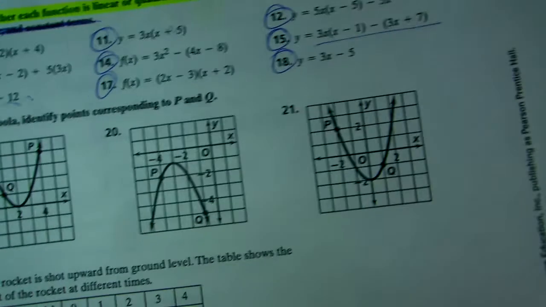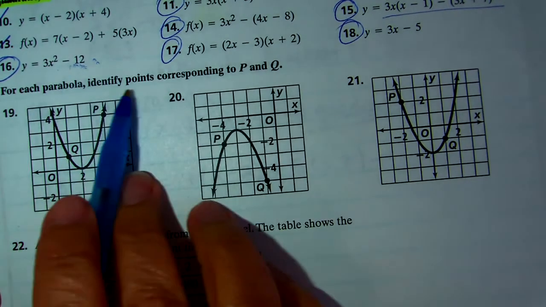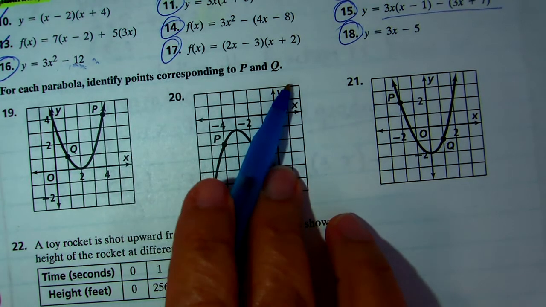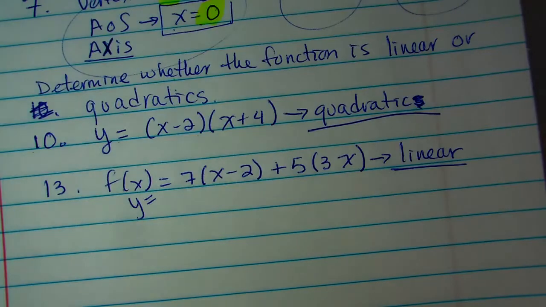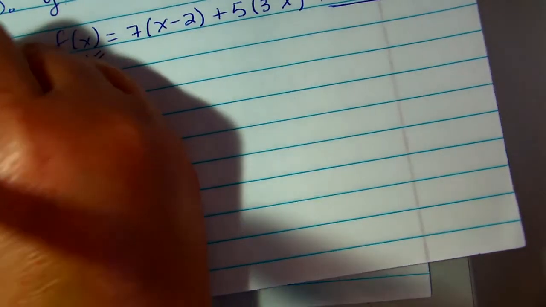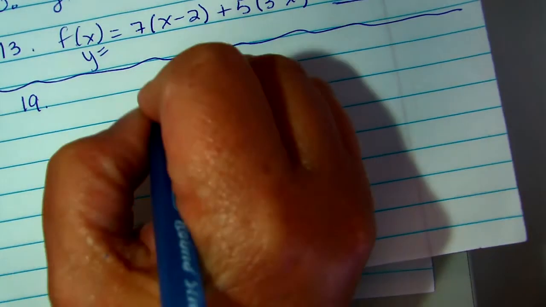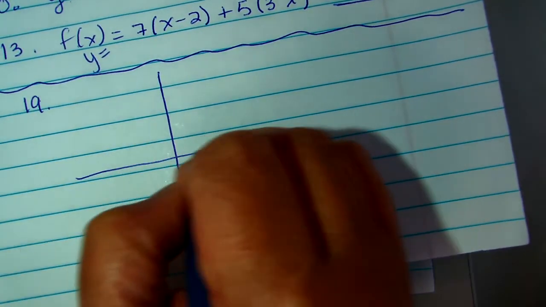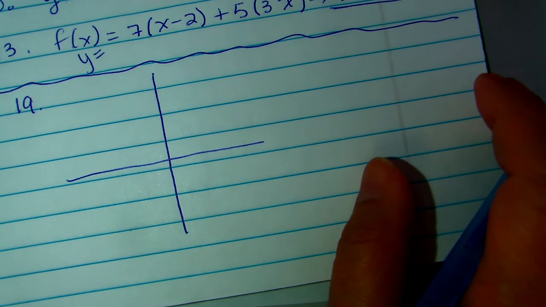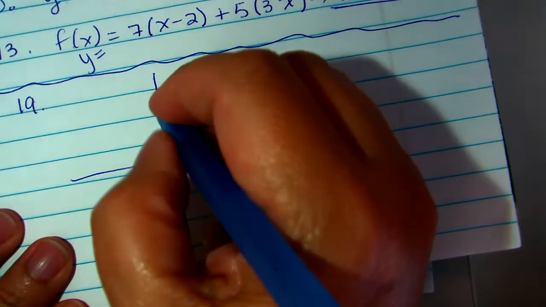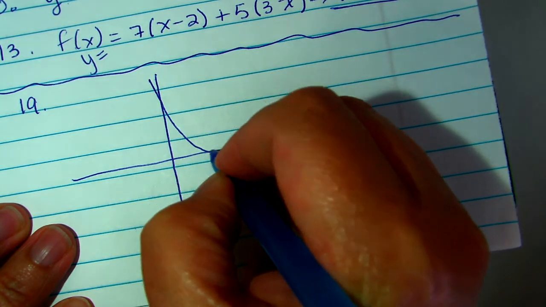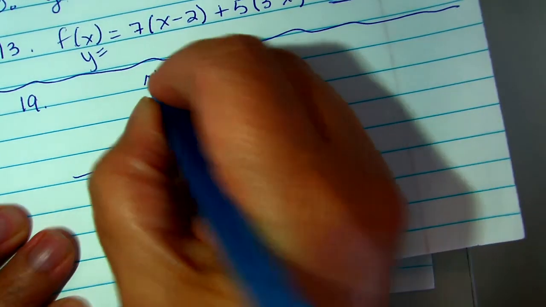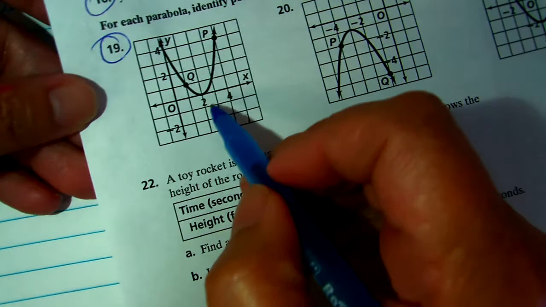Alright? Okay, on these ones, for each parabola, identify the points corresponding to P and Q. On this one, I'm going to do number 19. And like I told you on Thursday, you will draw the graph. Okay? You will draw the graph. This is the parabola for number 19. I have a parabola here. You're looking at the paper, so I'm just going to copy the parabola from here, okay? We're looking at the paper.